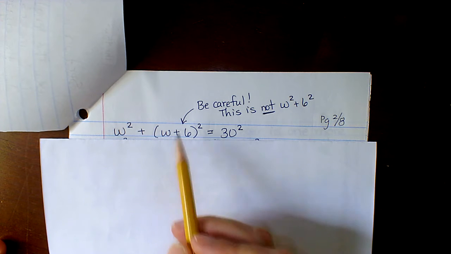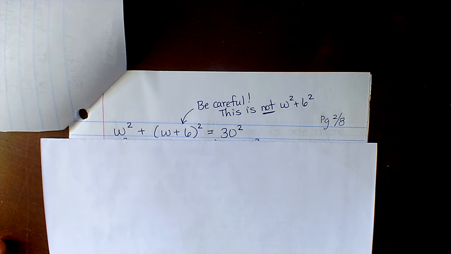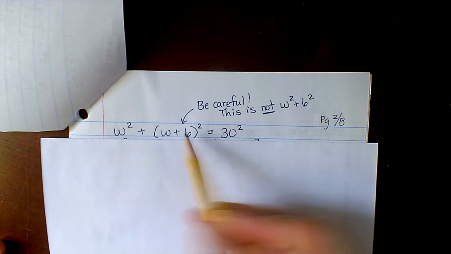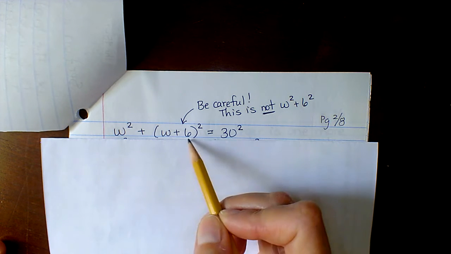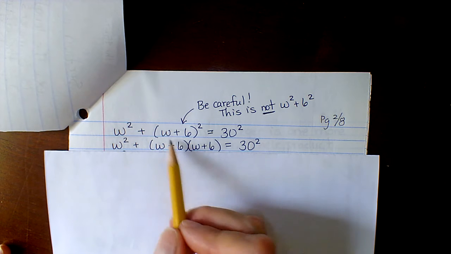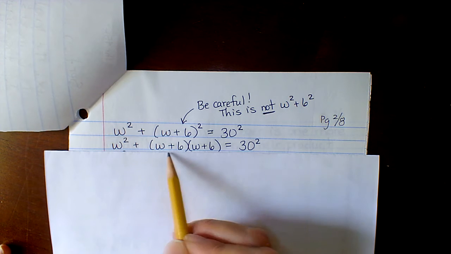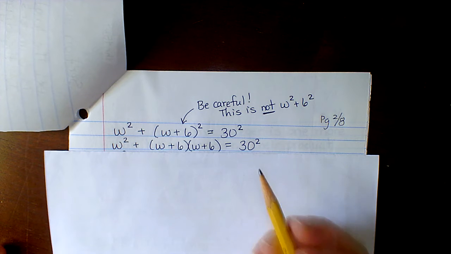So here's what we need to do. We need to multiply this out, and then we need to combine like terms to get this into standard form, which is ax squared plus bx plus c equals 0. Now, be careful. When you go to distribute this out, this is not w squared plus 6 squared. You cannot just distribute that squared. Instead, you have to multiply it by itself, right? Squared means that thing times itself, and then FOIL, or distributive property.